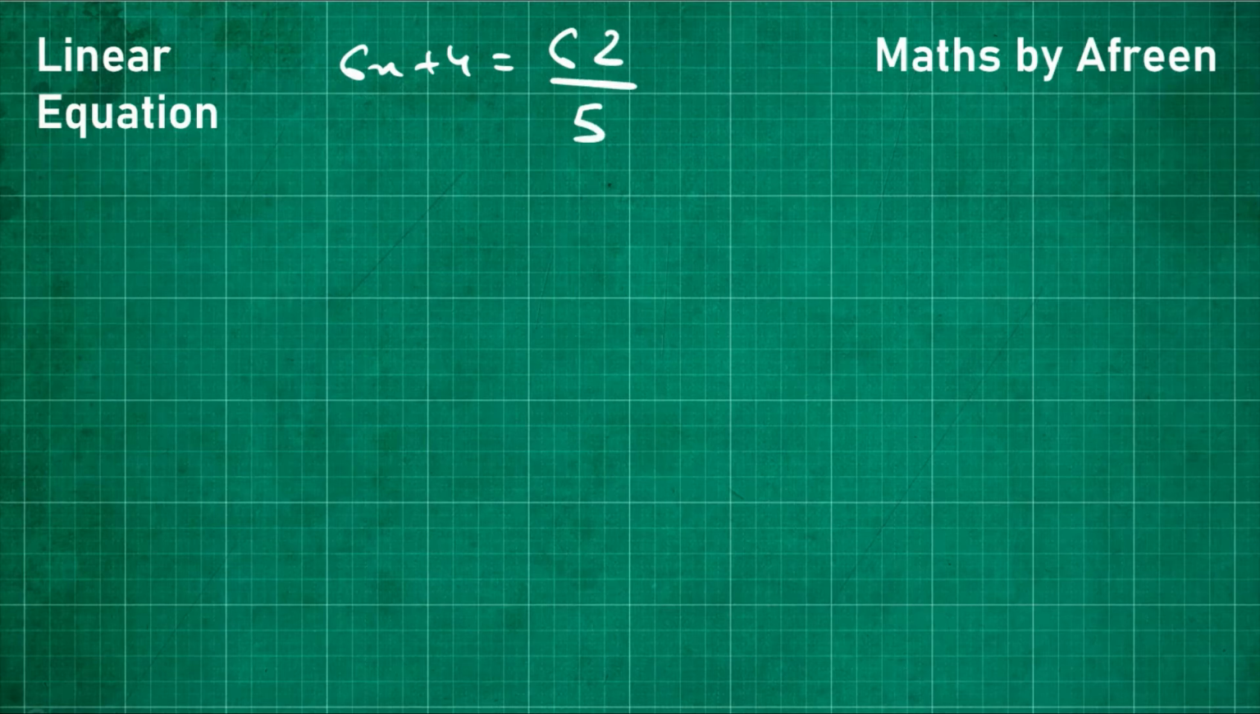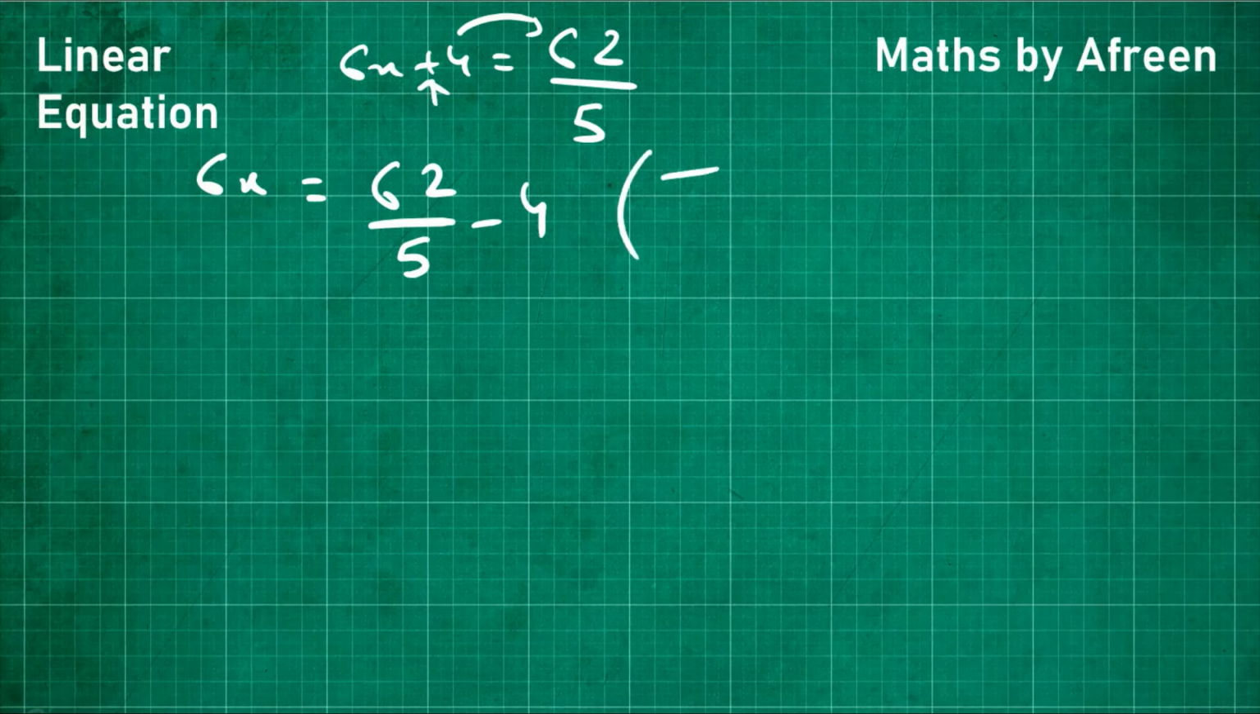Now transpose this 4 from left hand side to right hand side. So next step will be 6x equals 62 divided by 5 minus 4, as it was plus earlier. So it will be now minus 4 after transposing 4 from left hand side to right hand side.